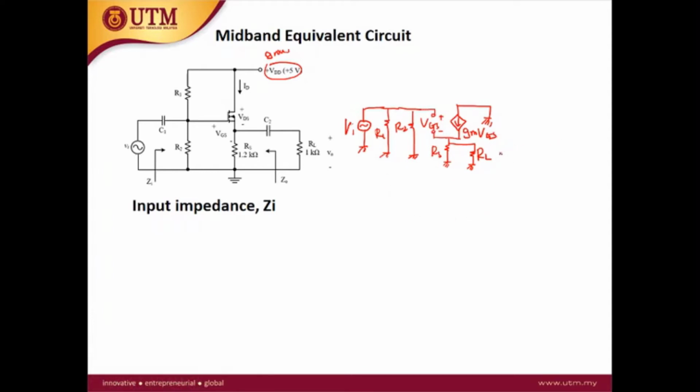When you see this AC equivalent circuit, the input impedance is seen from the input port. This is your ZI. Based on this equivalent circuit, you only see R1 and R2. So RS and RL will not be considered because there is no physical connection between gate and source. This is open circuit. So the ZI is equal to R1 parallel with R2, which is already given in the question, 300 kilo ohm.